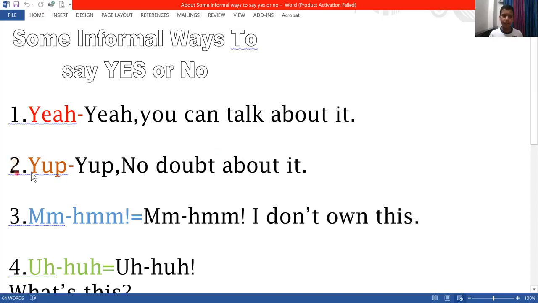And our second one is yap. Well, it's a very unfamiliar word. And I mean, not everybody has heard this word, I think. Everyone should use this word from now on in case of saying any positive or yes answers. I'm telling you an example regarding this word, yap. It is yap, no doubt about it.